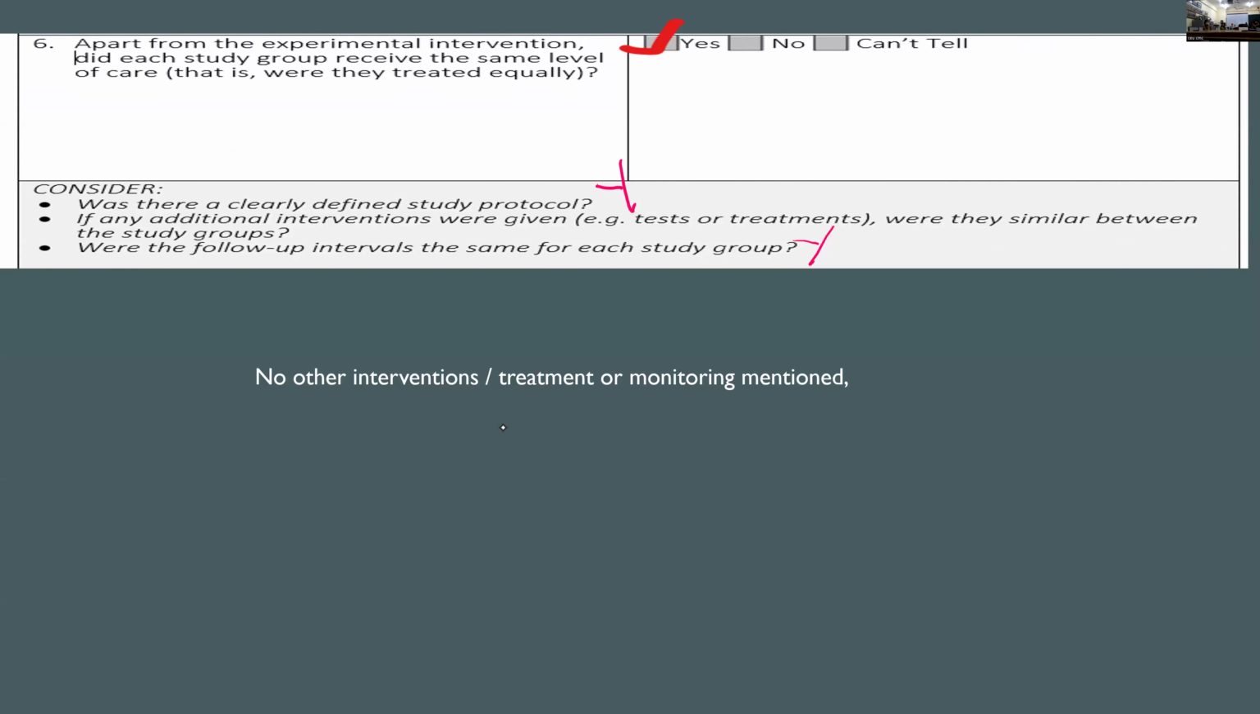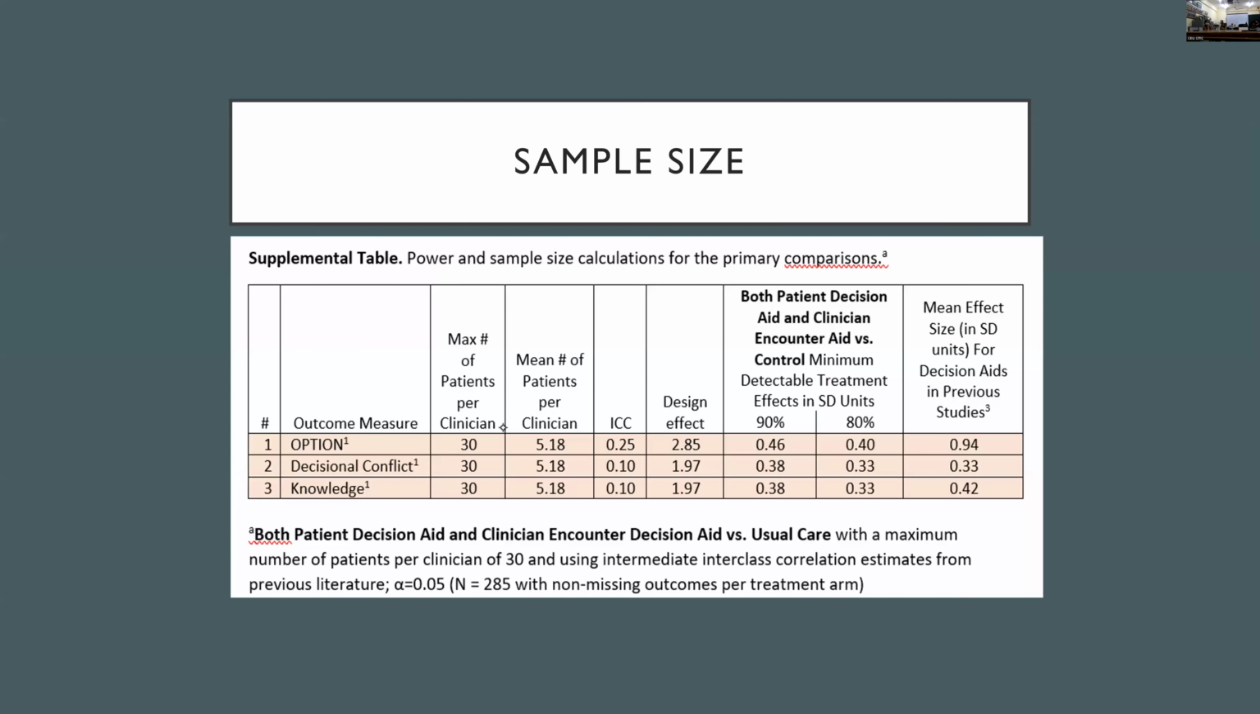Apart from the experimental intervention, did they receive the same level of care? They have not mentioned any other difference. Apart from this, everything else they have mentioned as similar. There's no difference in the frequency of the monitoring.